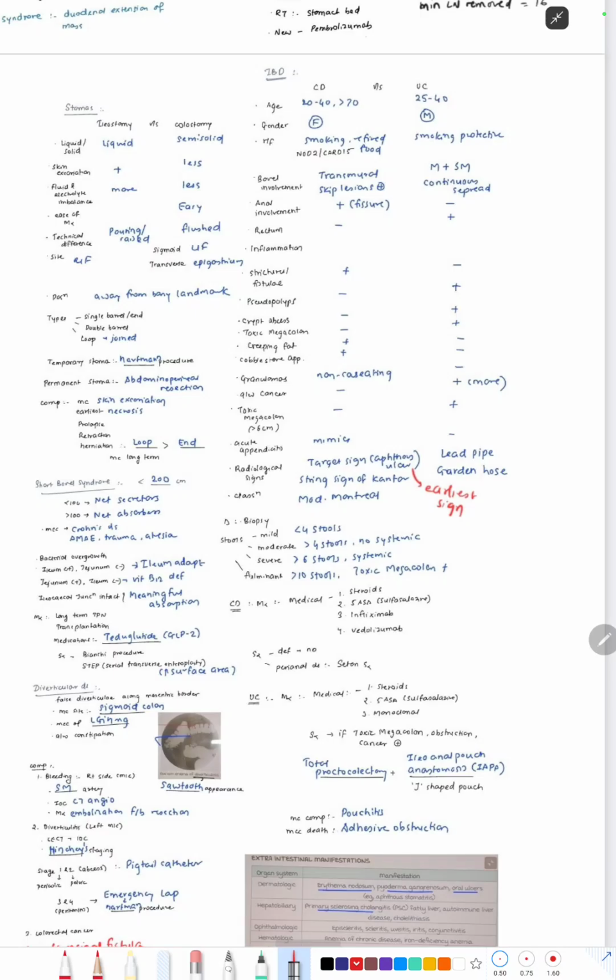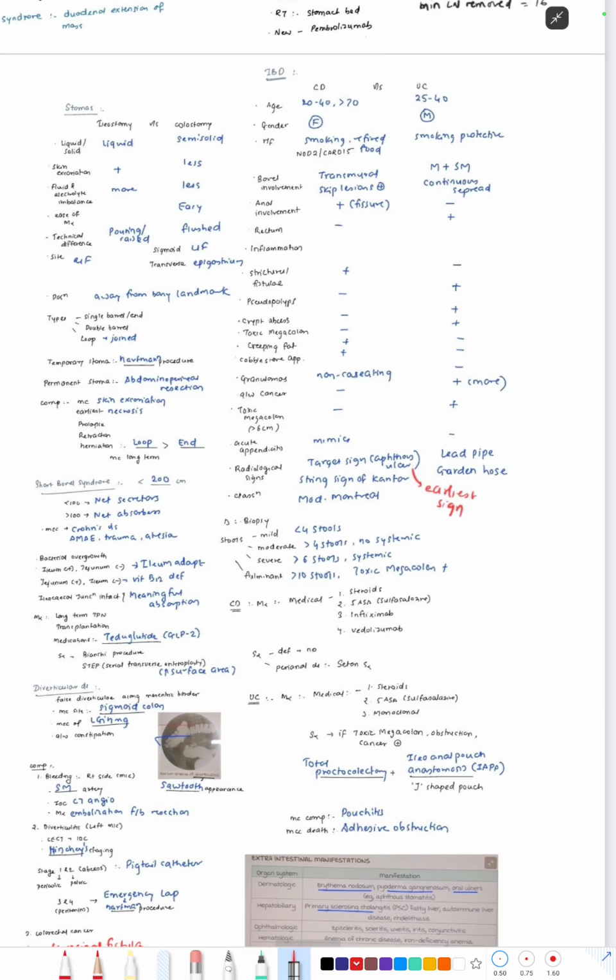Then the next, coming back to the intestine, the next topic is going to be stomas. In stomas, there are two types: ileostomy and colostomy. Ileostomy leads to more liquid output, while colostomy leads to semi-solid output. Skin excoriation is more in ileostomy as compared to colostomy. Fluid and electrolyte imbalance is also more common in ileostomy as compared to colostomy. The ease of management is better for colostomy.